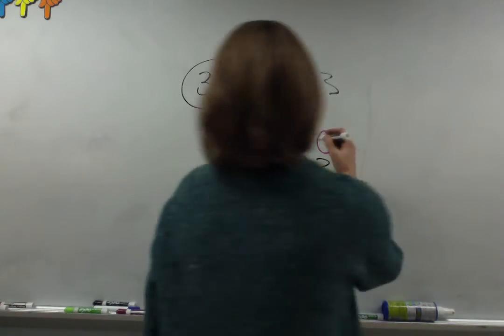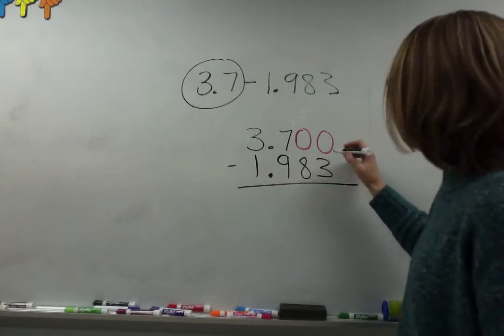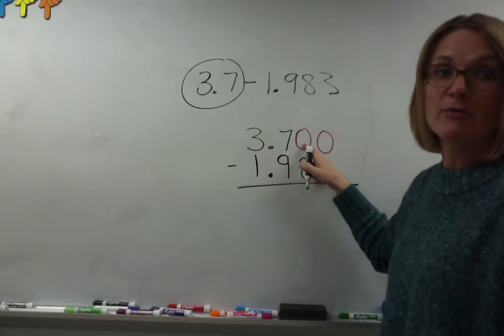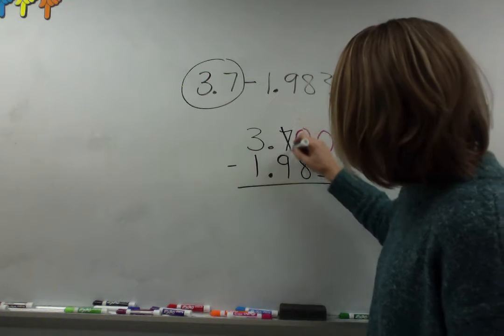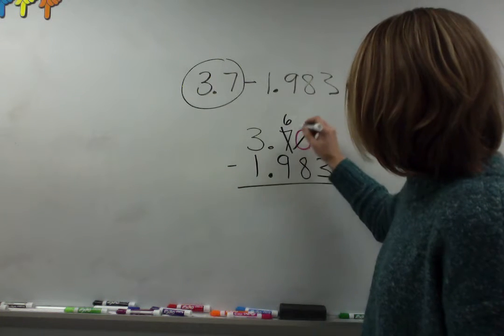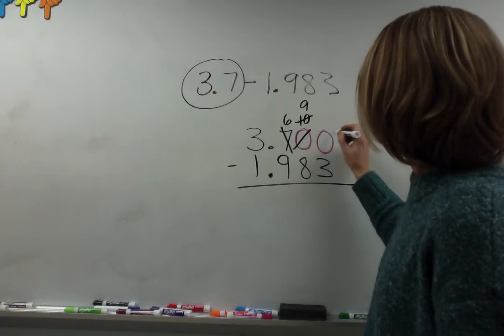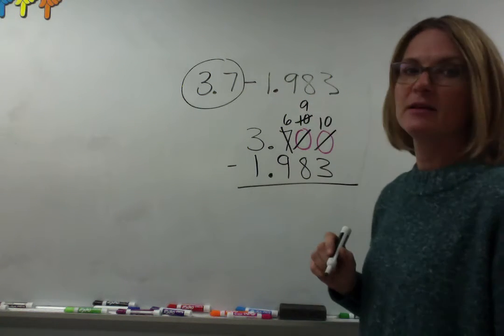All right, we've got 0 minus 3, we can't do that. We have to borrow. Ugh, another 0, there's nothing there. So I have to move over one more place. This becomes a 6. Now this can become a 10. Now I can borrow from that 10, it becomes a 9. This becomes a 10.